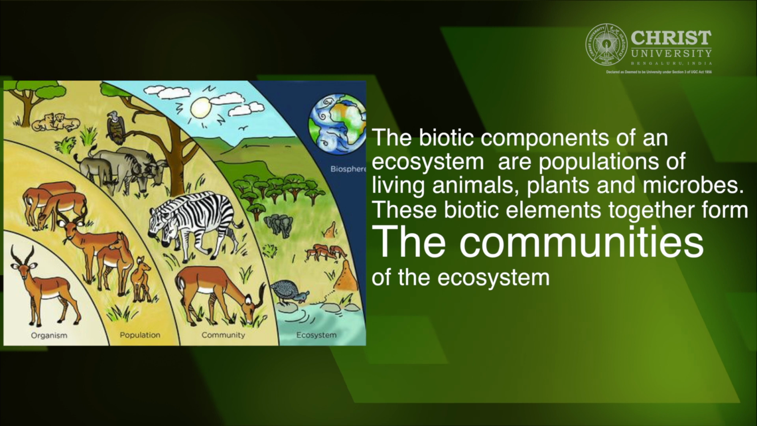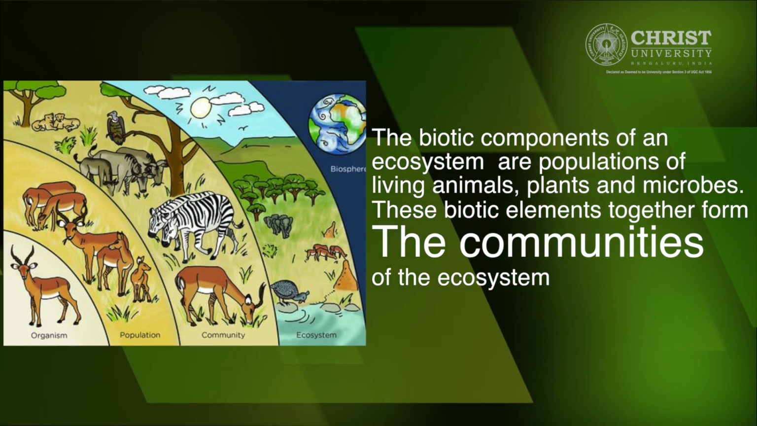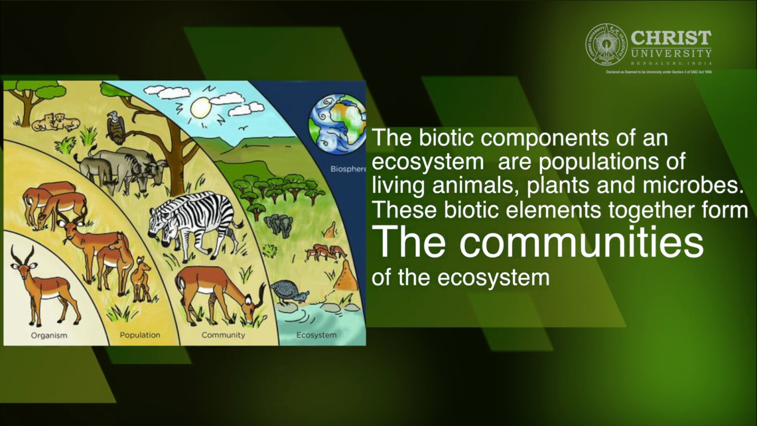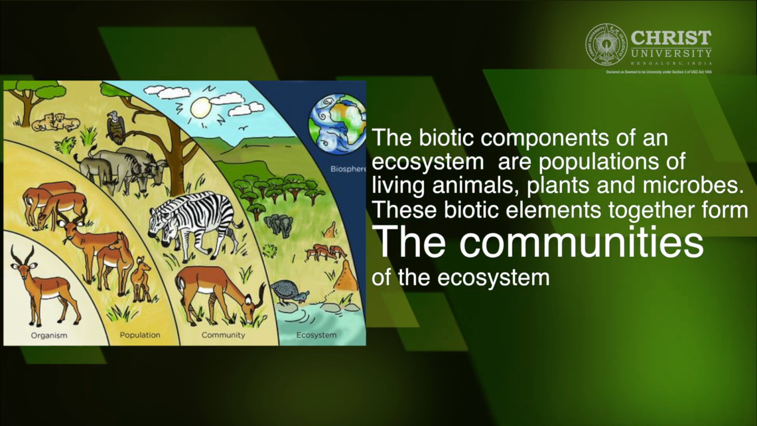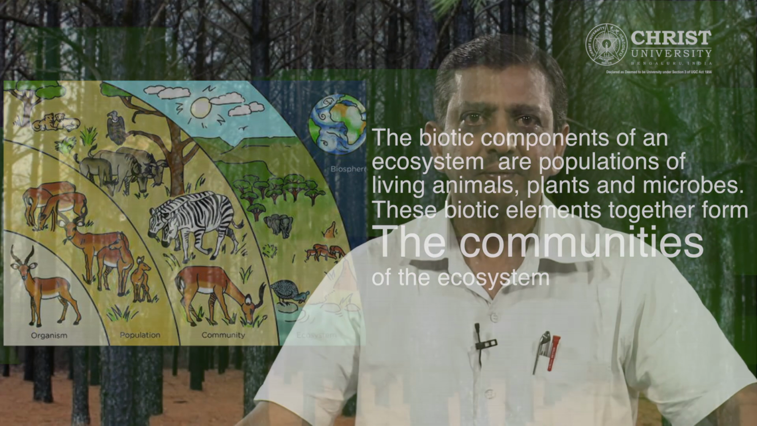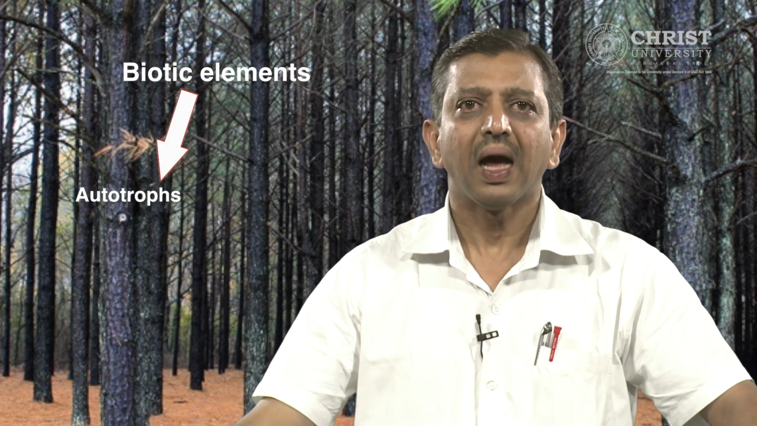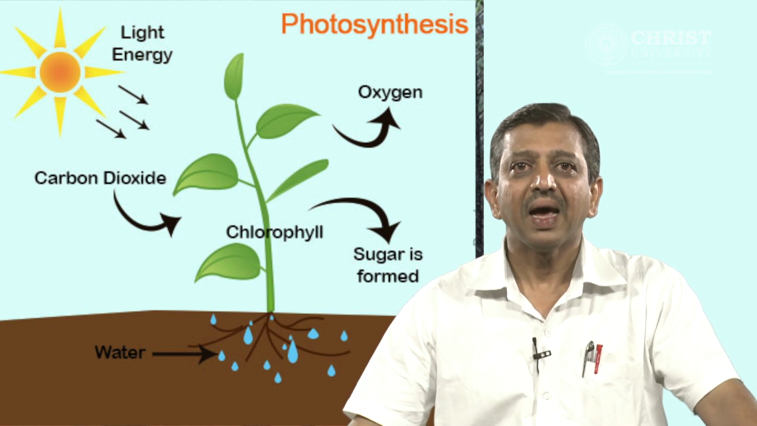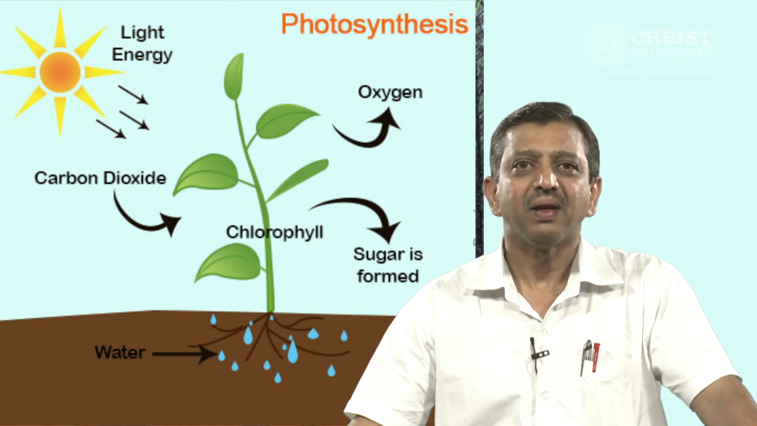The biotic components of an ecosystem are populations of living animals, plants and microbes. These biotic elements together form the communities of the ecosystem. The biotic elements are distinguished as autotrophs and heterotrophs. All organisms require energy for their life processes, and this energy is produced through the process of photosynthesis exhibited by forms which have light sensitive pigments called chlorophyll.